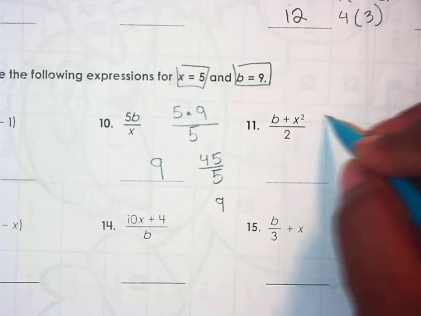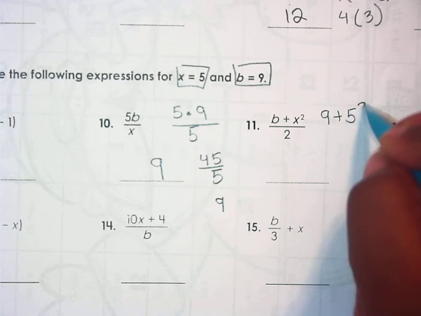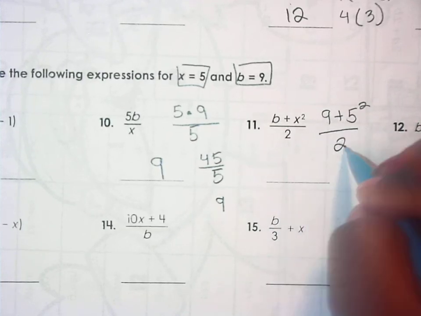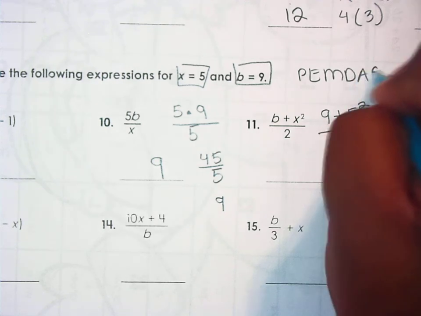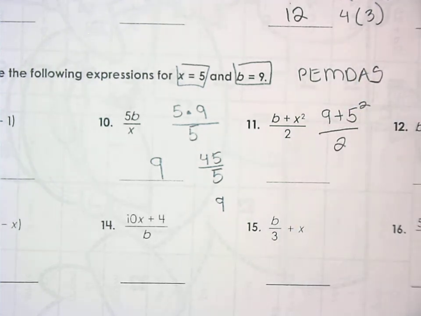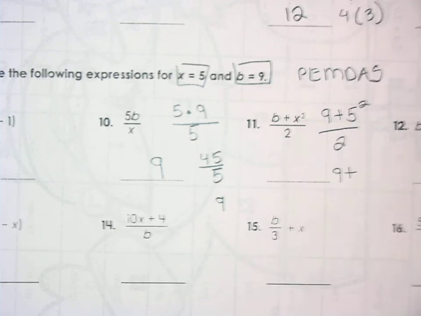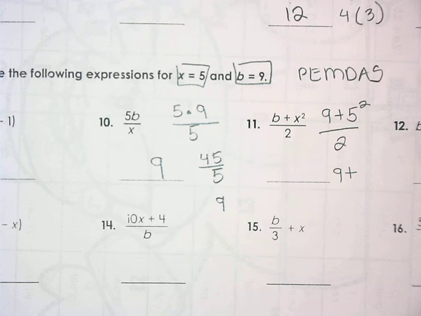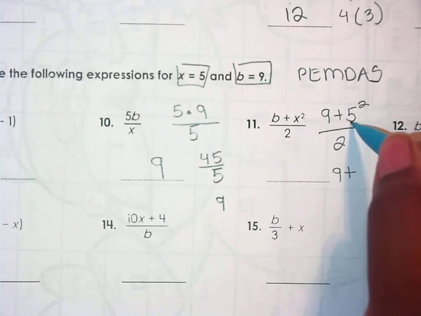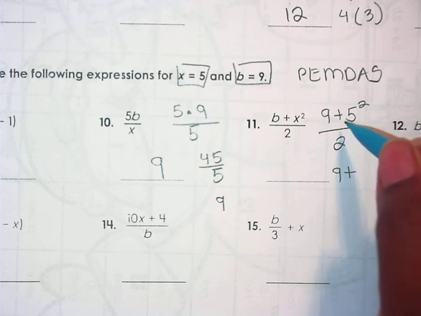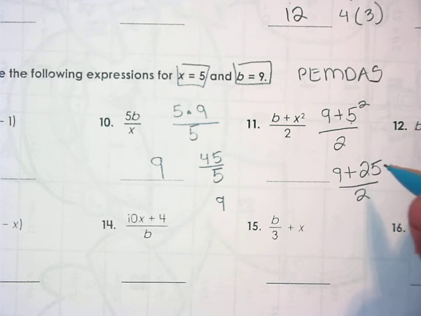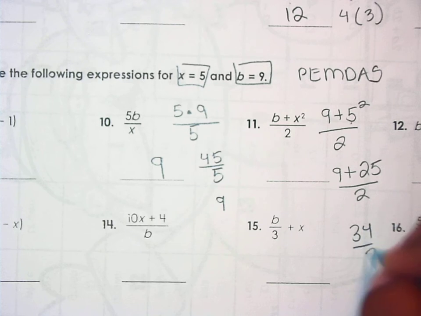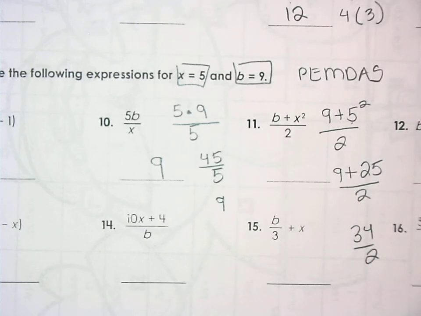Let's look at 11. Plugging in my values, B represents 9, plus 5 to the second power, or 5 squared, over 2. Once again, I need to follow PEMDAS, guys. I have an exponent, so that's going to be worked out first. So I have 9 plus 5 times 5. I am not doing 5 times 2. I am multiplying this number twice because that's what the exponent tells me to do. So 9 plus 25 over 2, which is 34 over 2. And if I divide 34 by 2, I'm going to get 17.